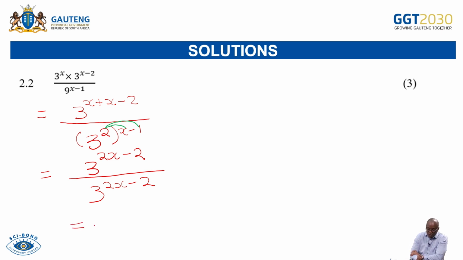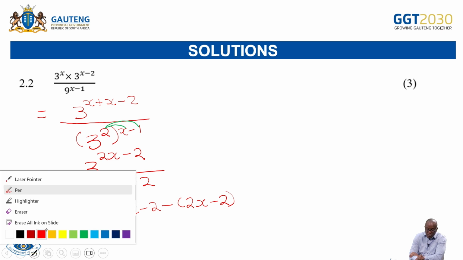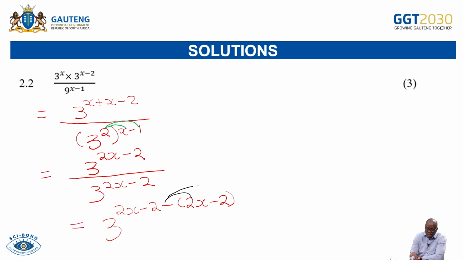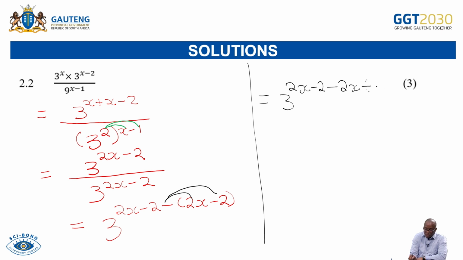So that's what basically you are going to have. And when we follow the correct laws of exponents, we divide the same base, so we subtract the exponents: 2x minus 2 minus, then you also subtract what is at the exponent at the bottom, which is 2x minus 2. Now we need to remove the bracket. I will multiply inside there by a negative. So what am I going to have now? I'm going to have 2x minus 2 minus 2x plus 2.